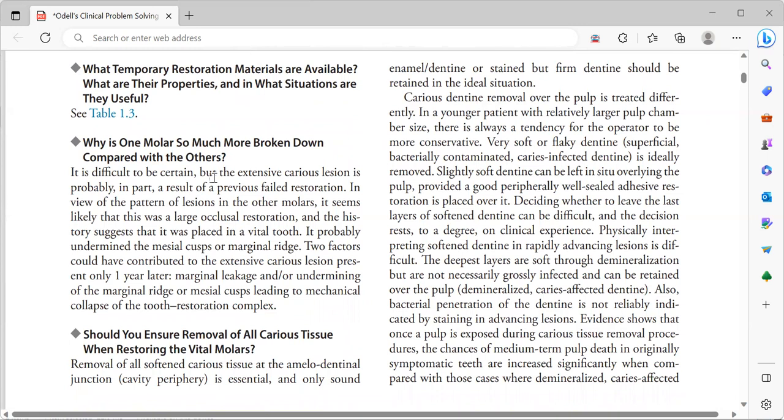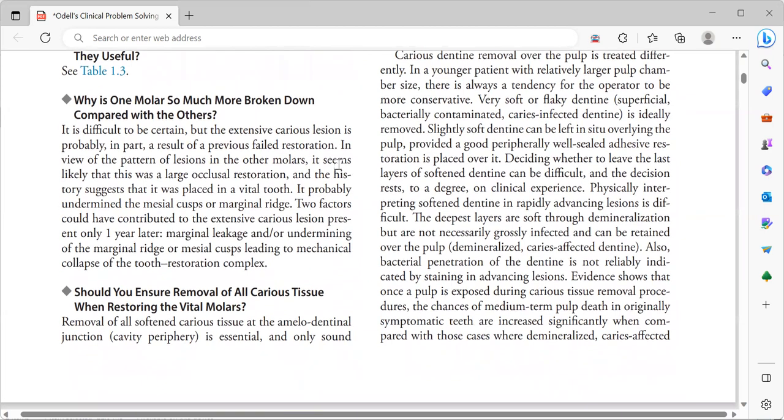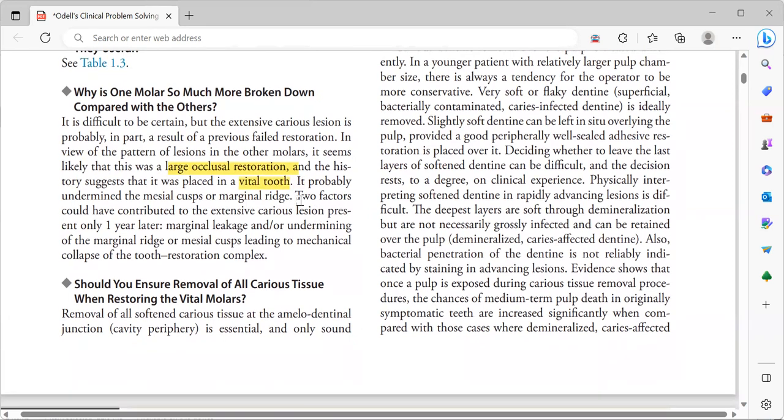It is difficult to be certain, but the extensive carious lesion is probably in part a result of a previous failed restoration. Because he got a restoration done, the restoration might have failed. In view of the pattern of lesion in the other molars, it seems likely that this was a large occlusal restoration, and the history suggests that it was placed in a vital tooth. It means that his tooth was vital, right? So reversible. It probably undermined the mesial cusp and the marginal ridge was broken.